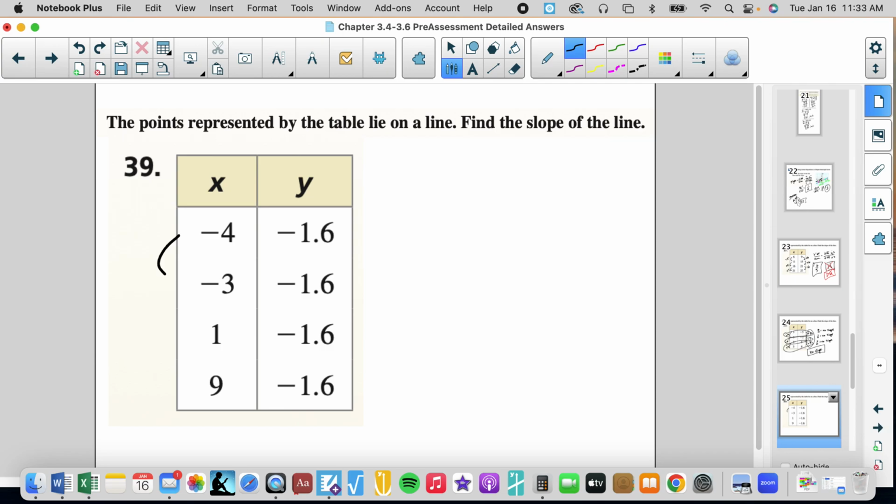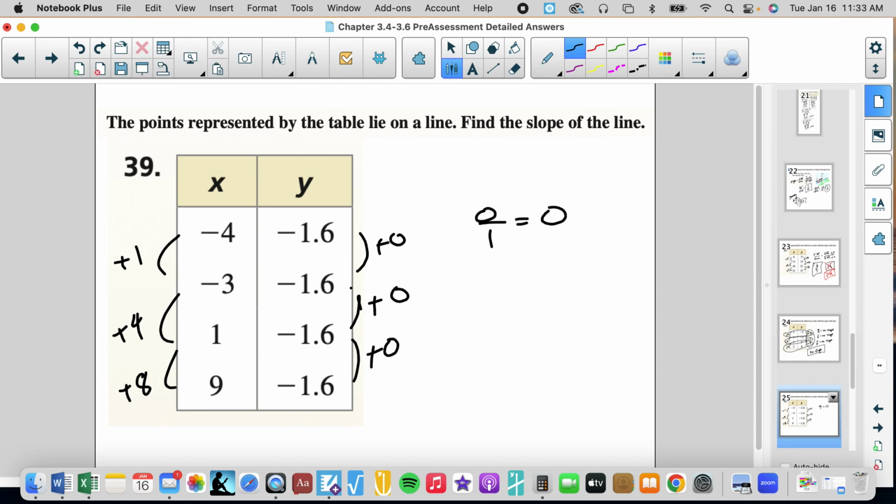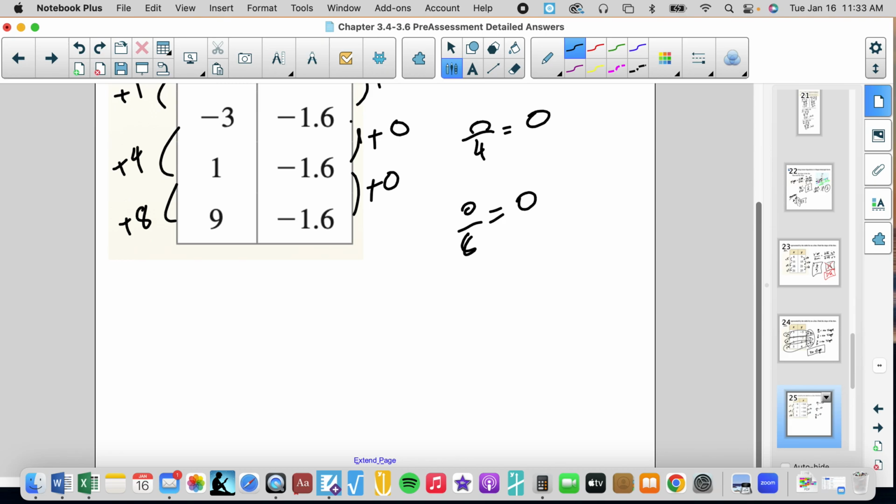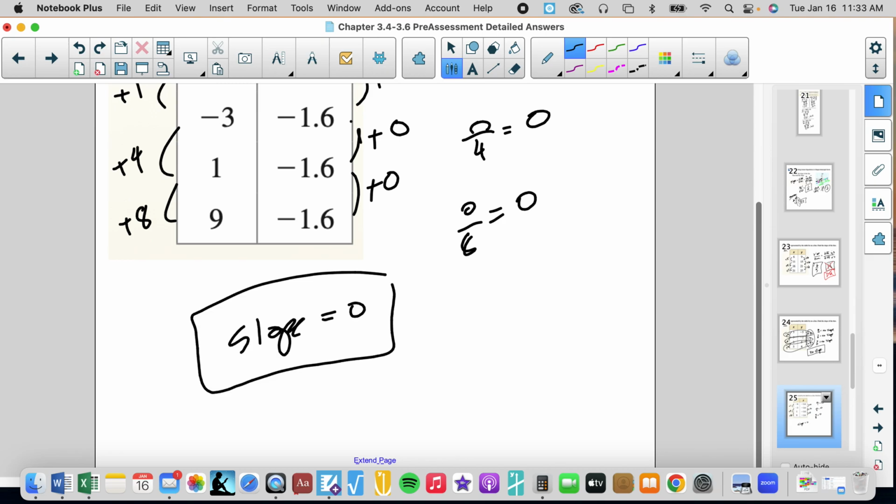Here we have plus 1. Here we have plus 4. Here we have plus 8. Here we have plus 0, plus 0, plus 0. So we get 0 over 1, which equals 0. We have 0 over 4, which equals 0. We have 0 over 8, which equals 0. So my slope equals 0. 0 can be a value.